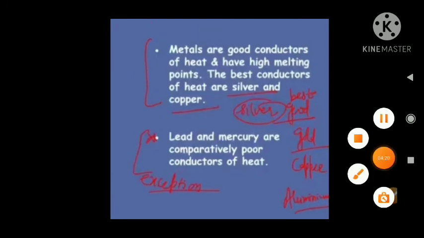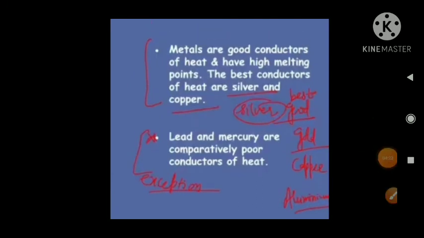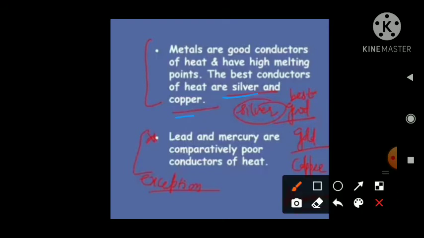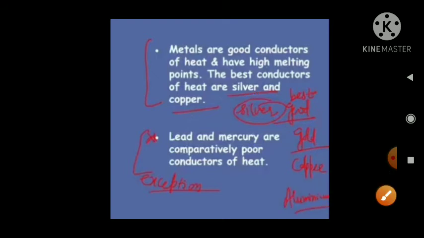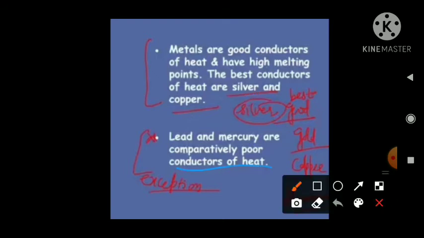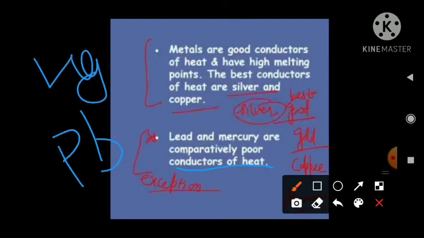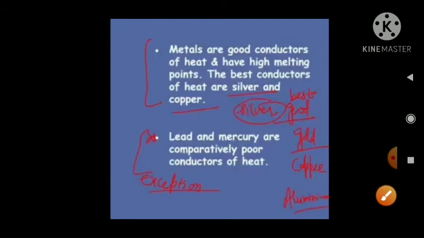Now the examples. Metals are good conductors of heat and have a high melting point. The best conductors of heat are silver and copper. Lead, Pb, and mercury, Hg, are comparatively poor conductors of heat, but they are still metals. This is an exception that is asked in board exams, so it is also necessary to learn it.